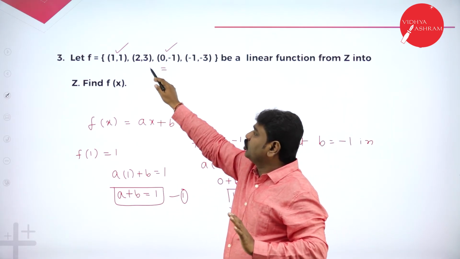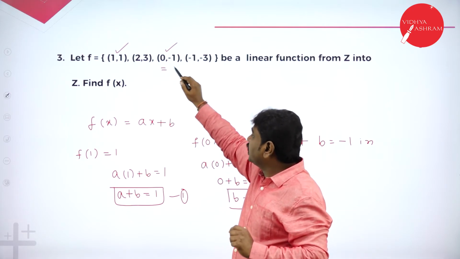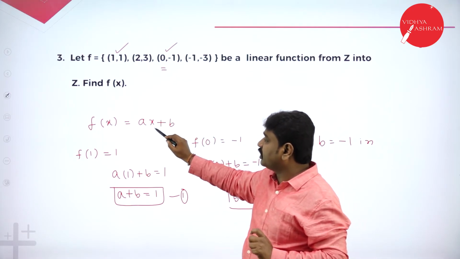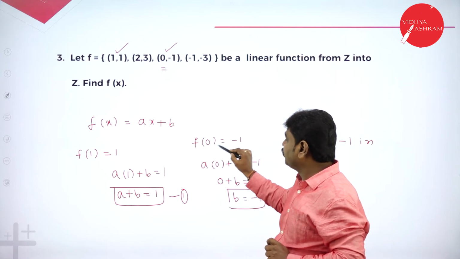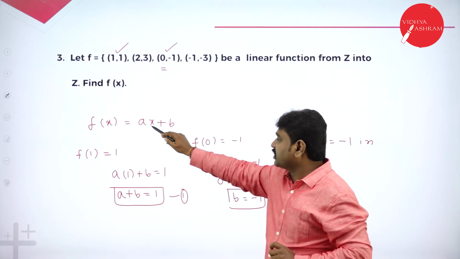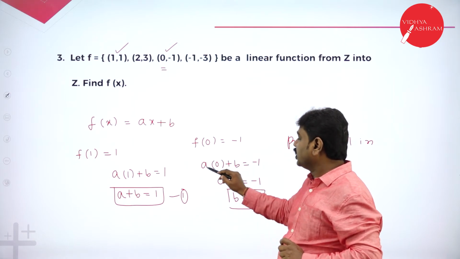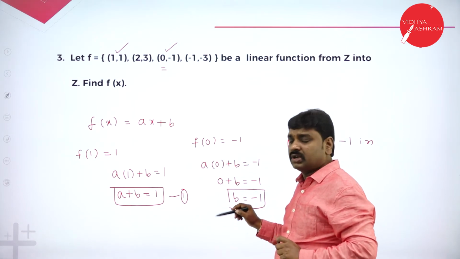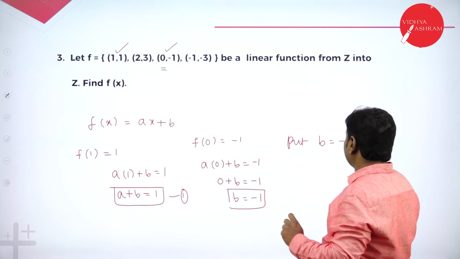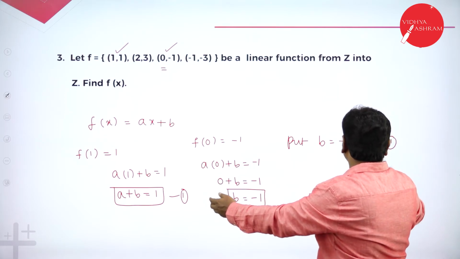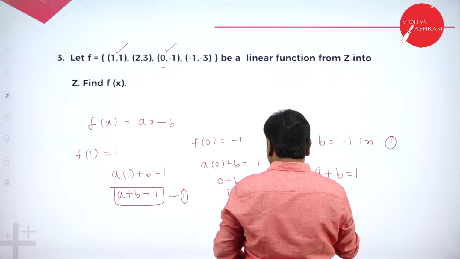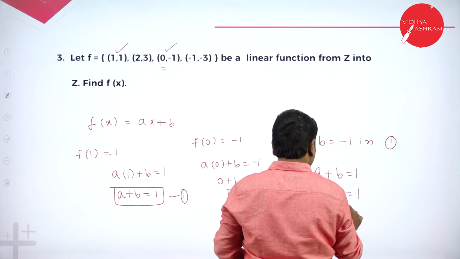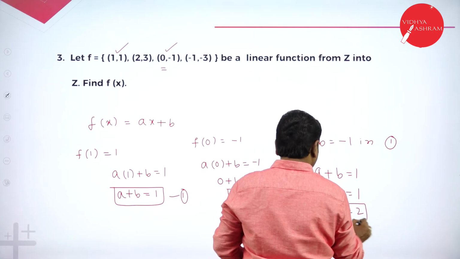Then don't go for 2, 3, because we can take 0. If I substitute x as 0, it vanishes. Directly you will get b. In the same way, f of 0 is minus 1, means in the place of x if I put 0, I should get minus 1. A into 0 plus b is minus 1. We got b. So put b is equal to minus 1 in equation 1. So a plus b is 1, and a minus 1 is equal to 1. A is 2.